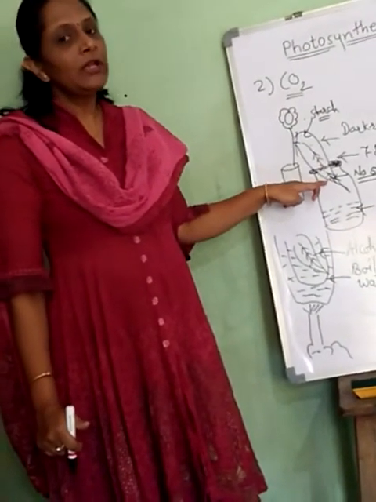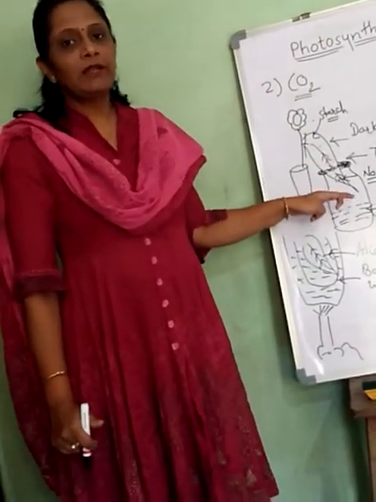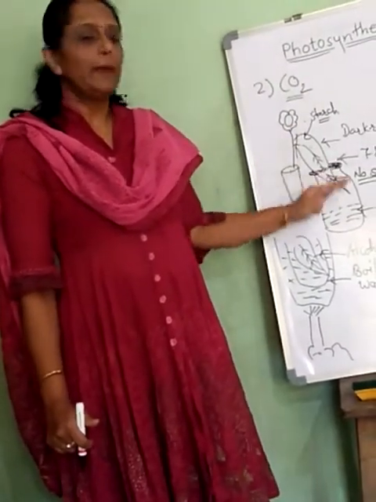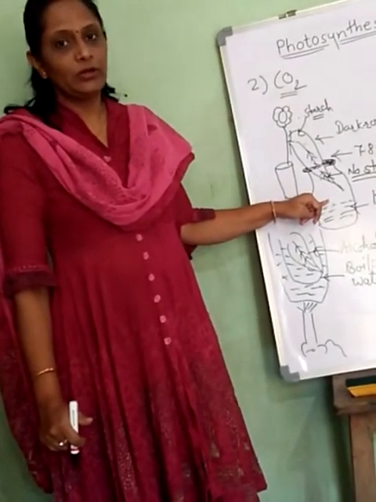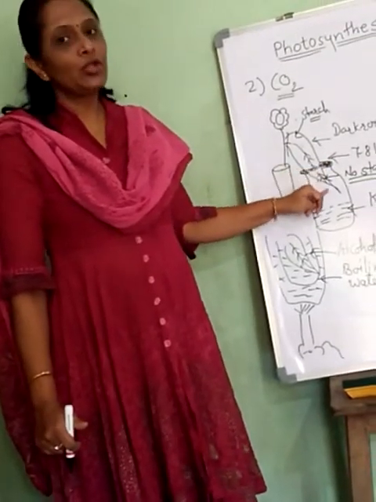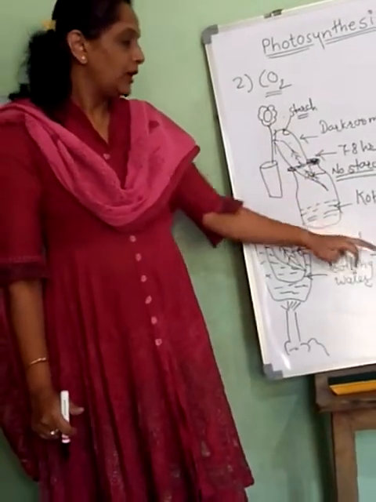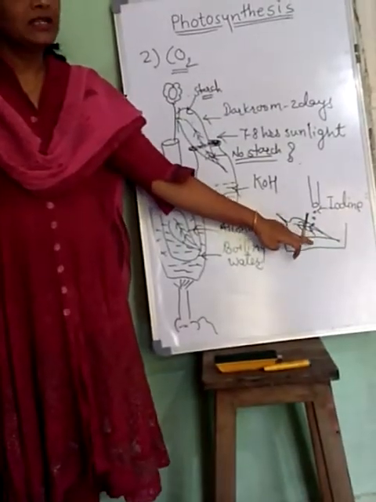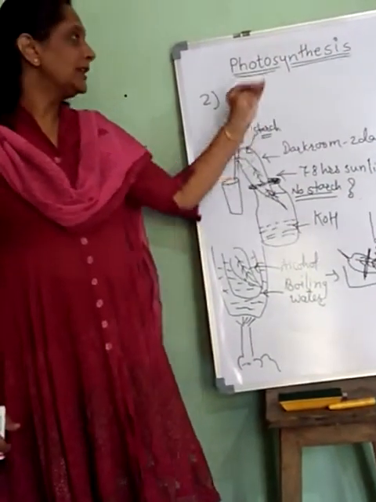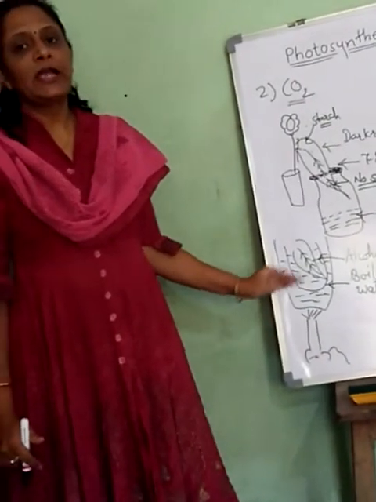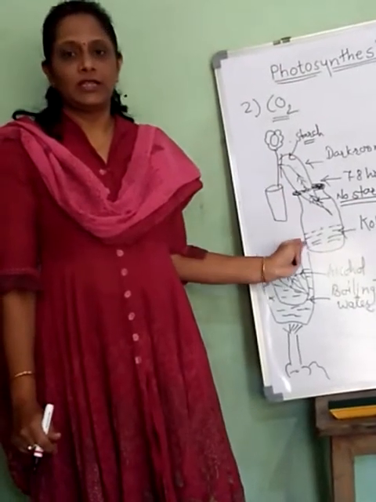As there is no availability of carbon dioxide, though sunlight is available, water is available, chlorophyll is available, the carbon dioxide is totally absorbed by the KOH solution, so that portion of the leaf won't be able to prepare the starch, and that's why it remains as it is, discolored without turning bluish black. So by this experiment, we can conclude that carbon dioxide is very important for the process of photosynthesis.